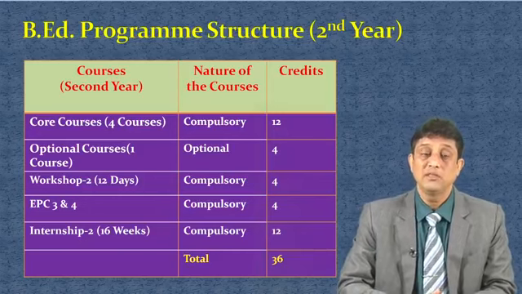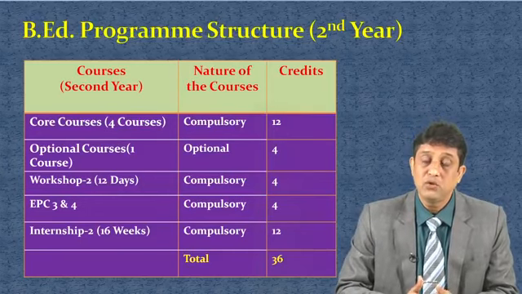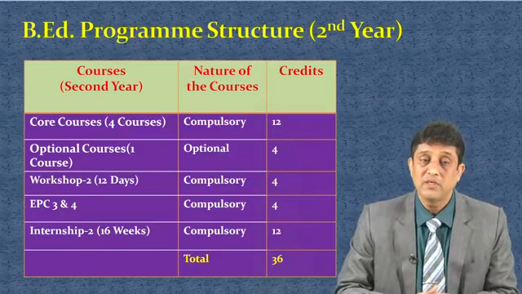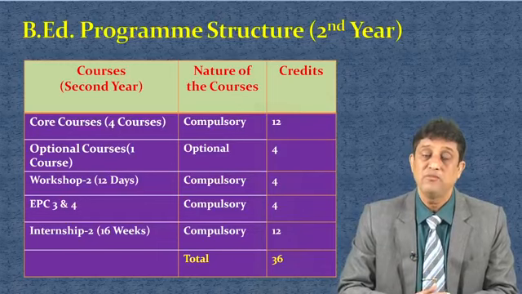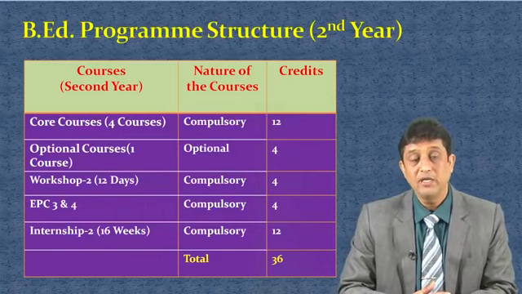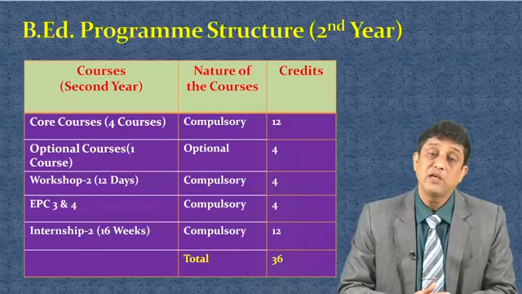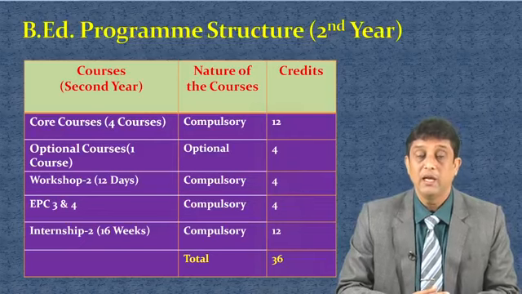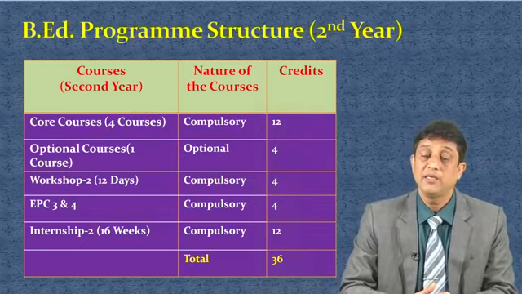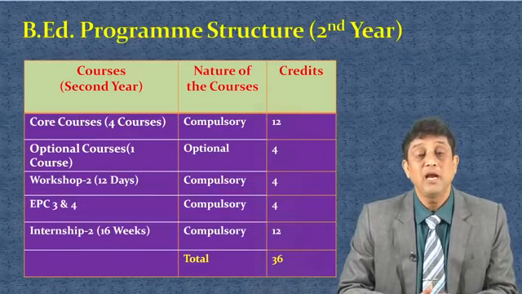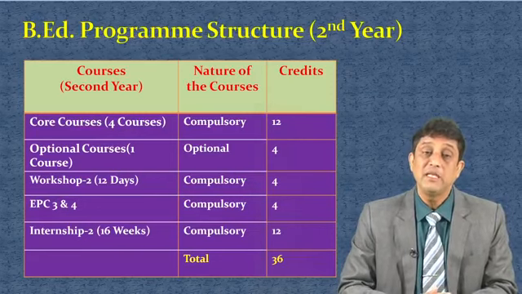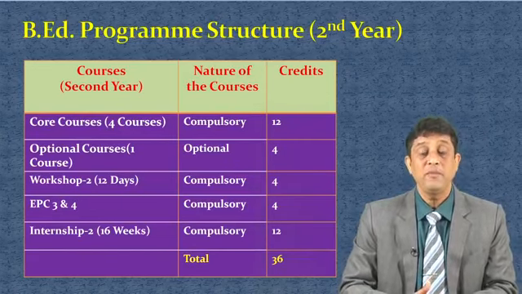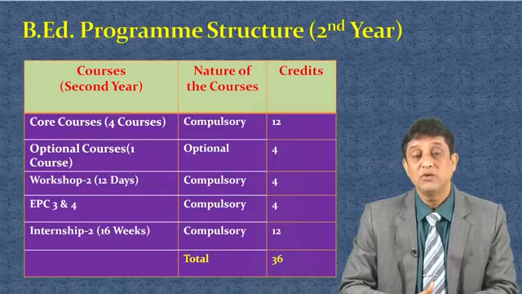Just like that, 4 core courses they have to study, which is a total of 12 credits. Then 1 optional course: a pool of optional courses is given, and among the optional courses they have to study 1 course, of 4 credit weightage. Then workshop 2, just like workshop 1 in the first year, here also a 12 day face to face workshop they have to pursue, which is compulsory in nature, and the credit weightage is 4. Then EPC 3 and 4, enhancing professional capacities 3 and 4, 2 courses they have to study in the second year, which is 2 credits each, so that means a total of 4 credits.